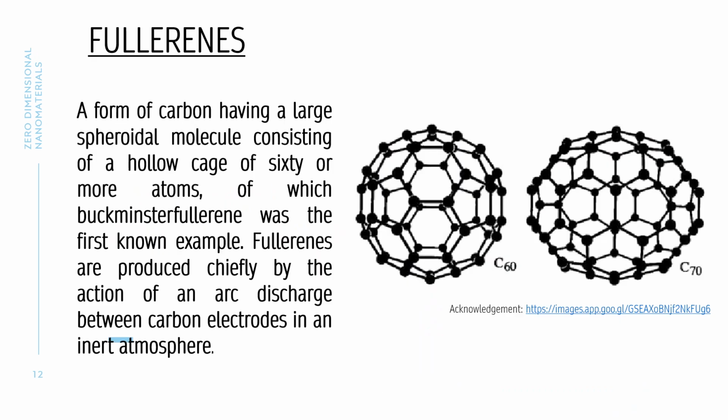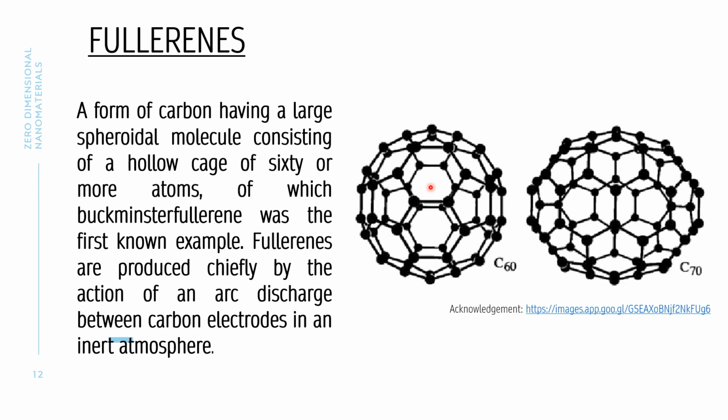Okay, so moving on to the next example of zero-dimensional nanomaterials, which is fullerene. We are all aware that carbon exists in many allotropic forms, among which a few are graphene, diamond, and also fullerene. Basically, fullerene is a form of carbon having a spheroidal molecule structure. As you see here, it is of a spherical form, usually consisting of a hollow cage-like structure, which is made up of 60 carbons or more than 60 carbons.